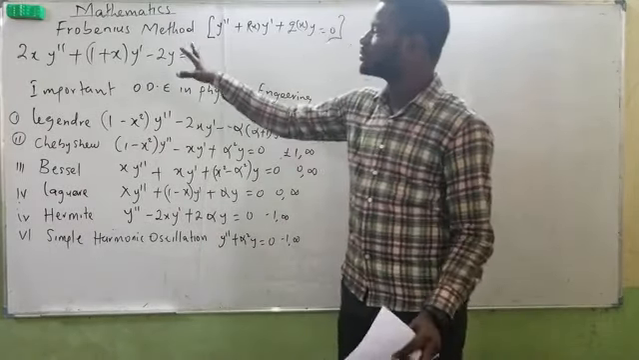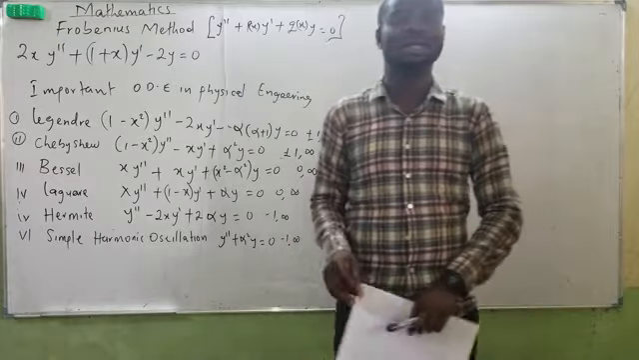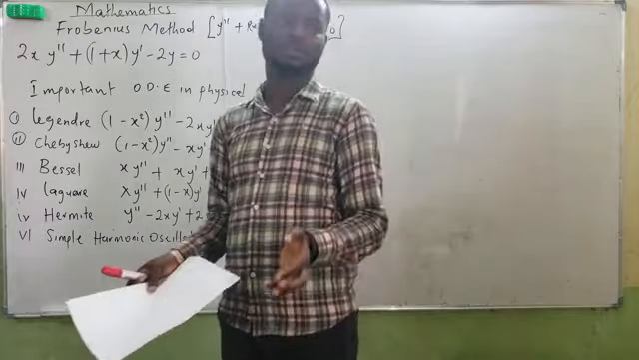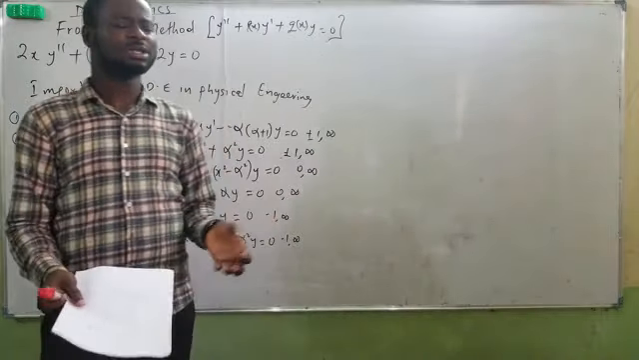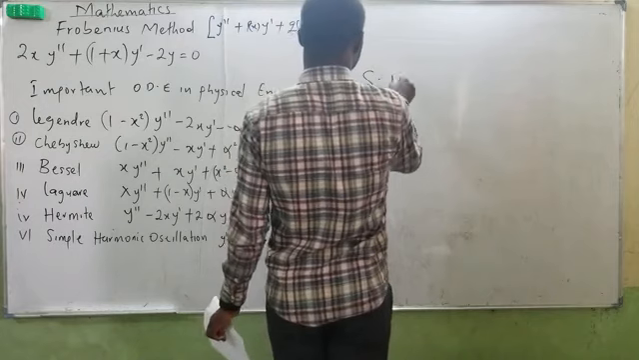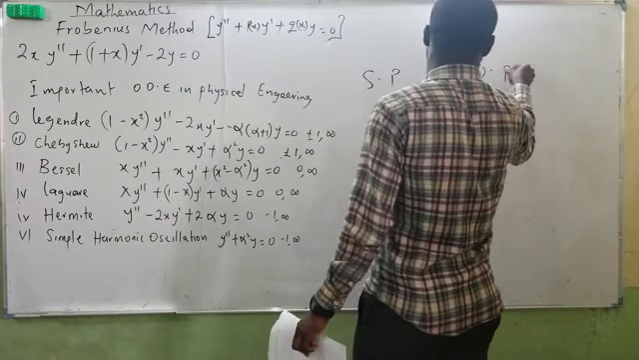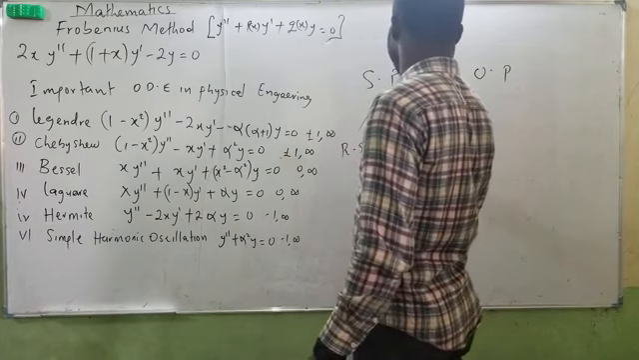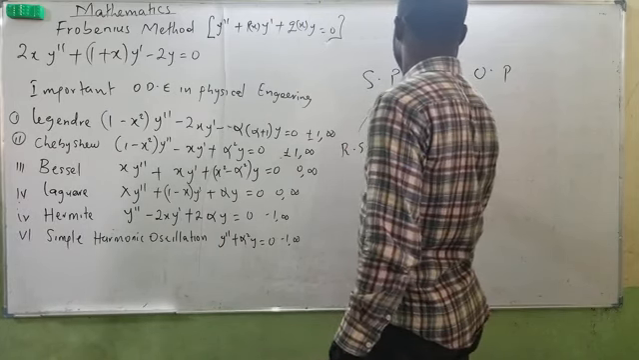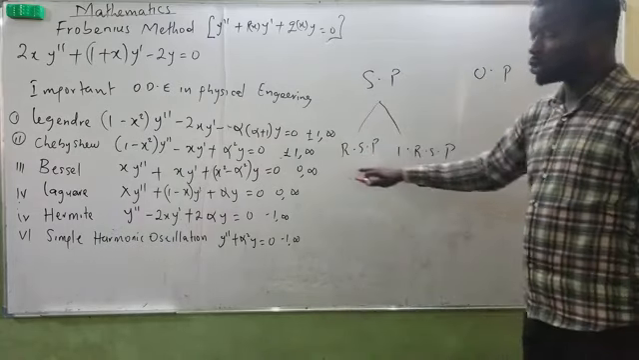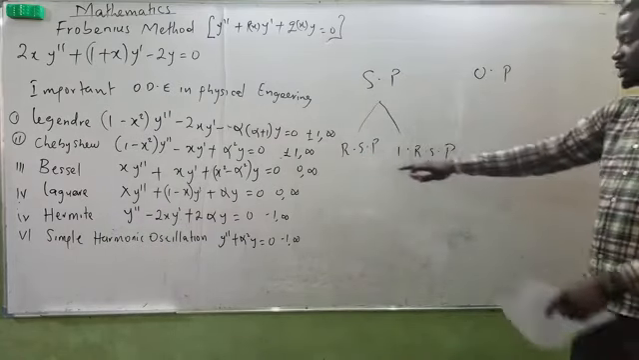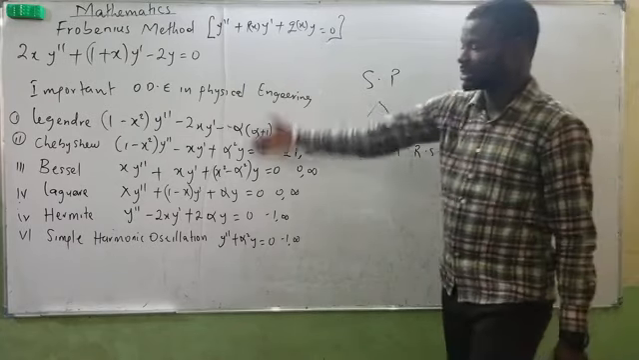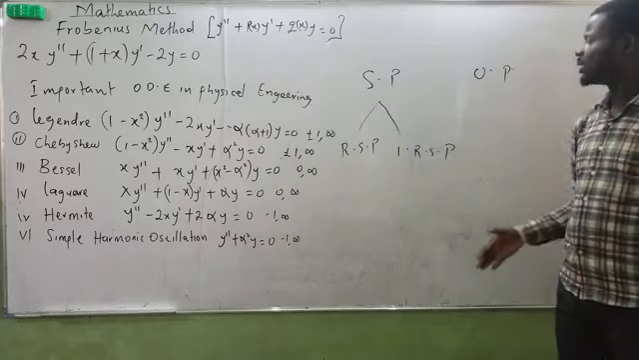Now, let me put examples so that you will really understand. In the previous video, I explained what is called an ordinary point and a singular point. From the singular point, I said that we have the regular singular point and the irregular singular point. Please take note of this. I explained the conditions in the last video, because they are very, very important.